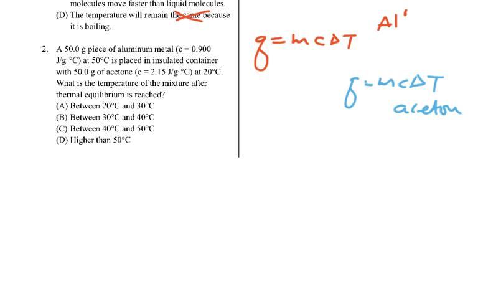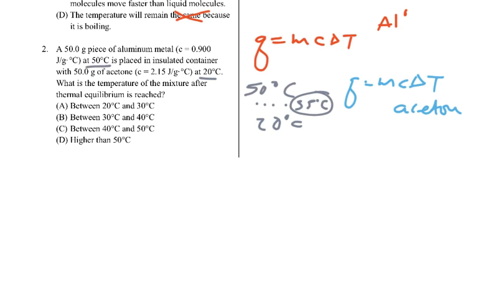And we can look at the problem here: the 50 gram piece of aluminum is at 50 degrees, and the 50 grams of acetone is at 20 degrees. So we have 50 degrees, 20 degrees. Then we know that the answer is going to be somewhere right in between those two. Right in between 50 and 20, that's a 30 difference, so about 35.